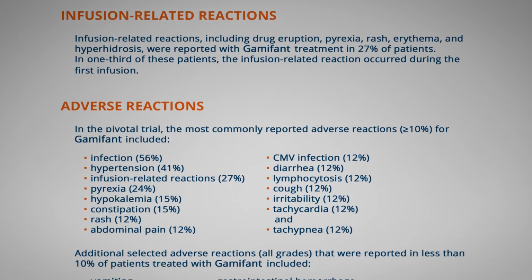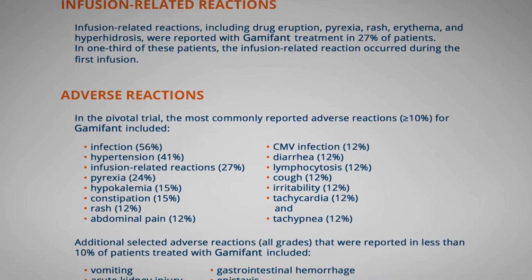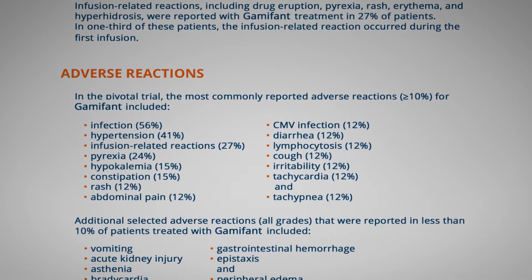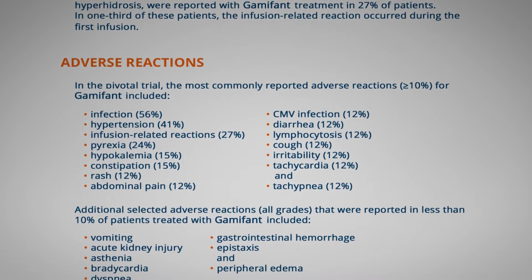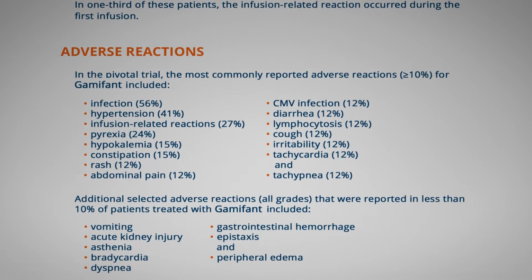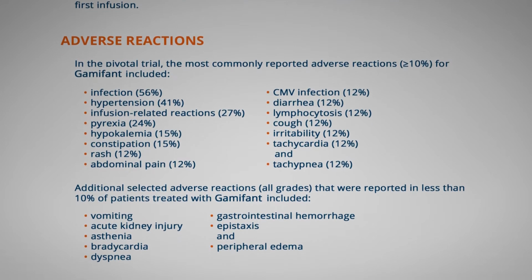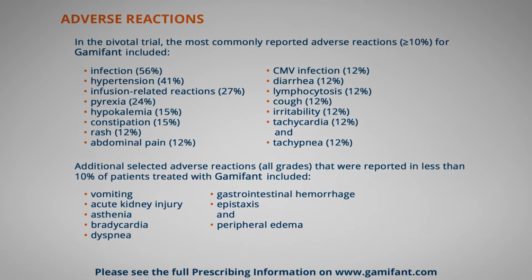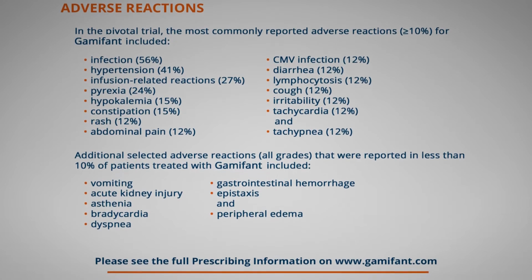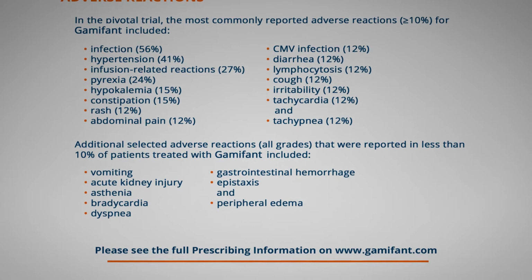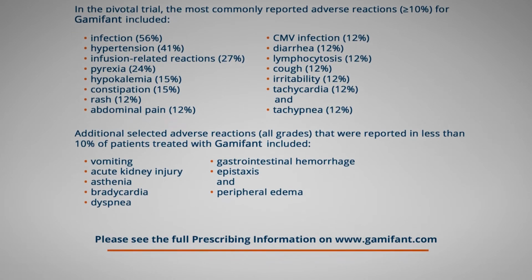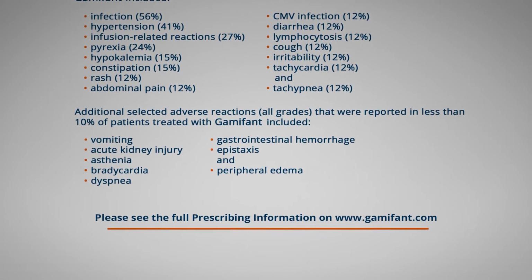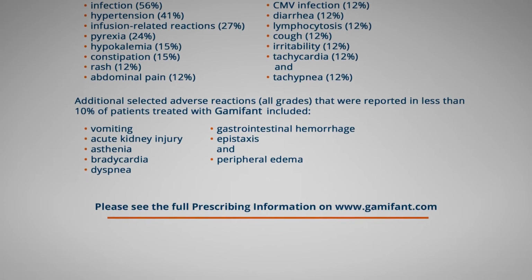Adverse reactions. In the pivotal trial, the most commonly reported adverse reactions, greater than or equal to 10% for GAMIFANT, included infection, 56%, hypertension, 41%, infusion-related reactions, 27%, pyrexia, 24%, hypokalemia, 15%, constipation, 15%, rash, 12%, abdominal pain, 12%, CMV infection, 12%, diarrhea, 12%, lymphocytosis, 12%, cough, 12%, irritability, 12%, tachycardia, 12%, and tachypnea, 12%.